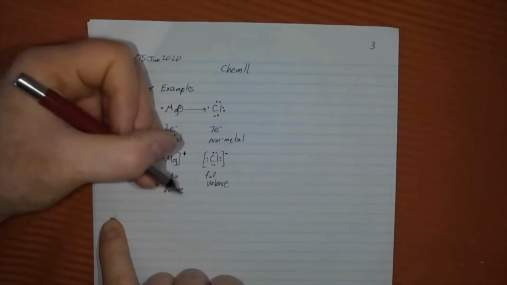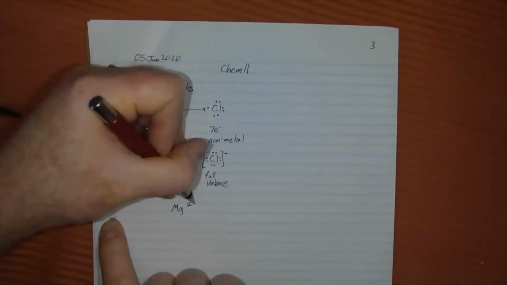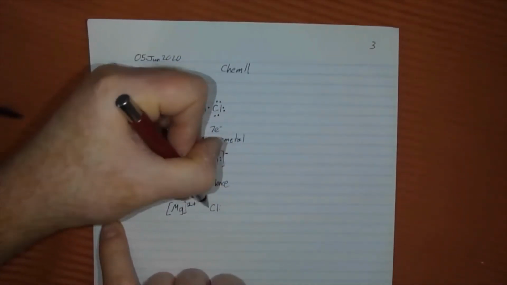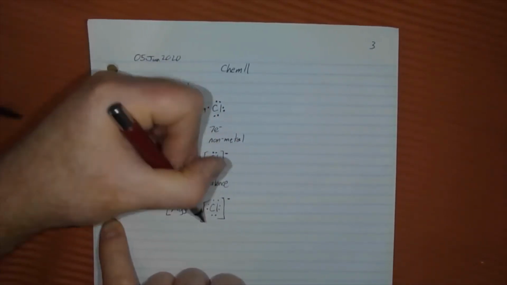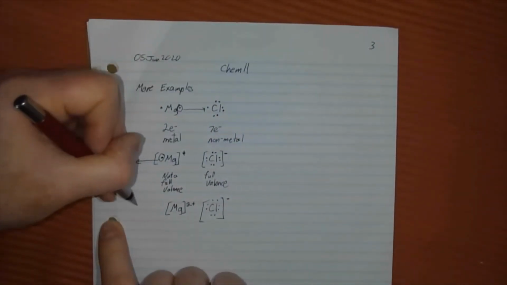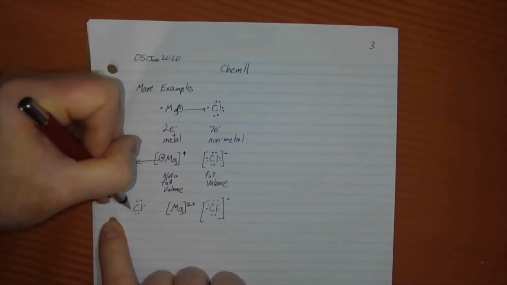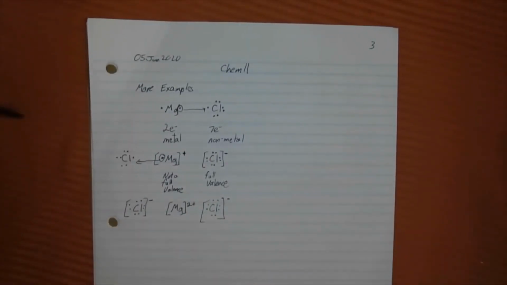I'm going to shift this table a little. Magnesium, it now has a 2 plus charge. Chlorine over here, we know it's happy with its 8 electrons and its 1 minus charge. Now this chlorine, it's taken another electron. 1, 2, 3, 4, 5, 6, 7, 8. Okay.